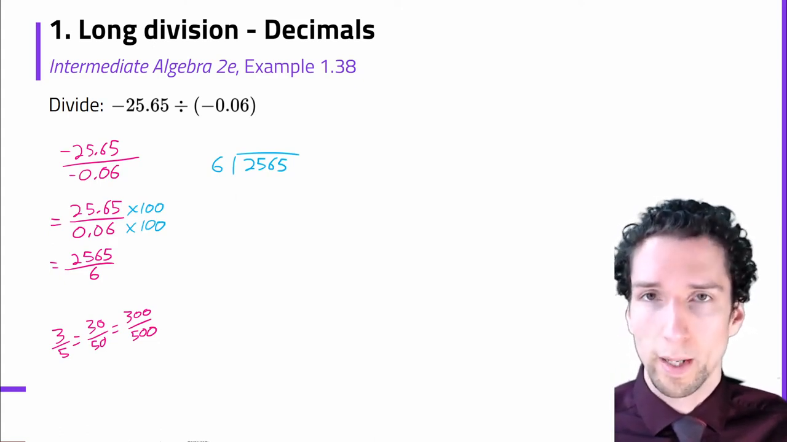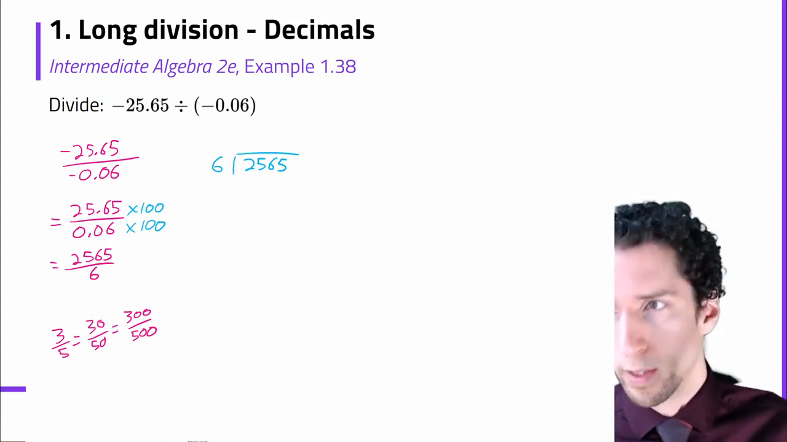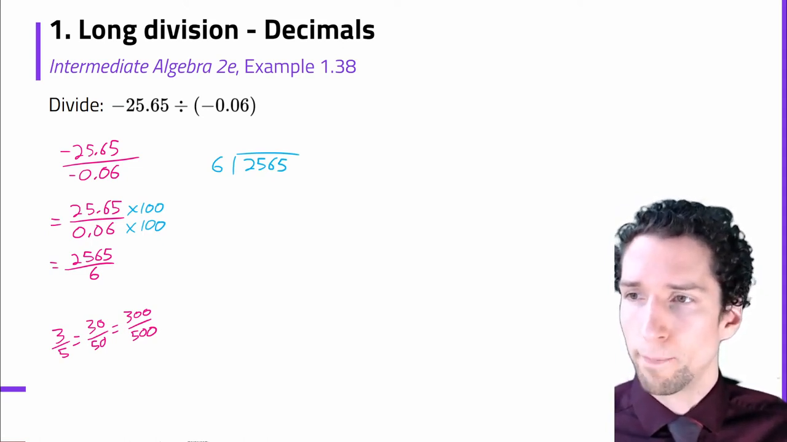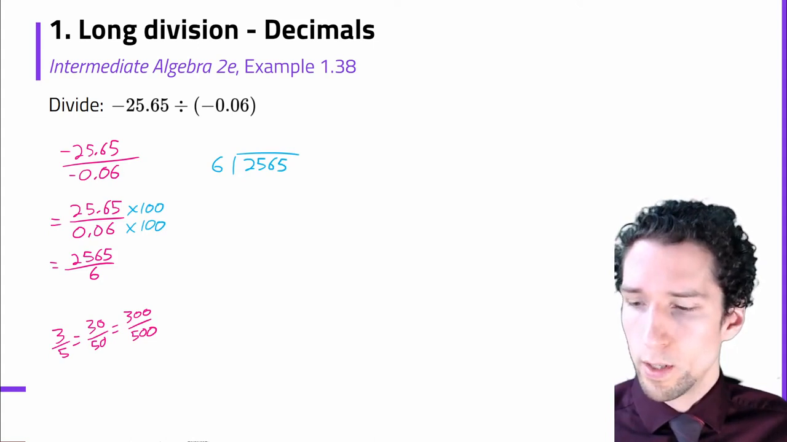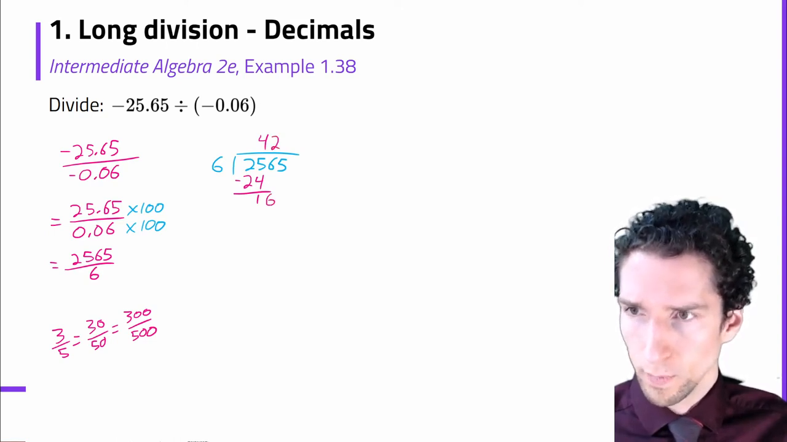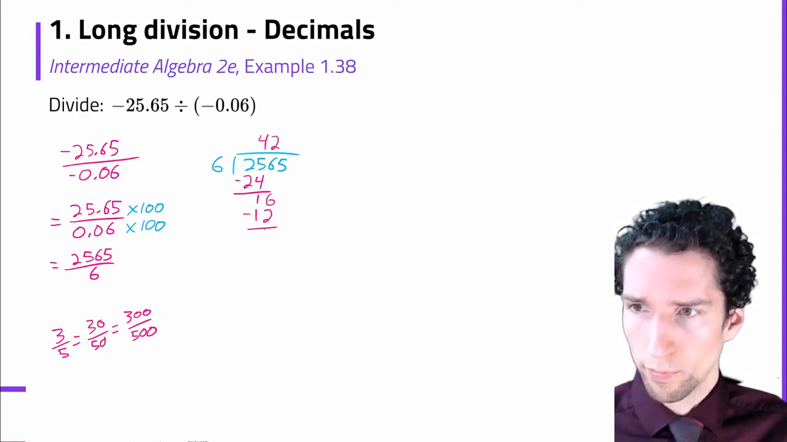You could do it directly with the decimals, but you're reducing the chance of confusing yourself if you do it this way. So 6 into 25, that will go in 4 times for 24, and that's 1, and 16. 6 into 16, that's twice, for 12 with 4 left over into 5.